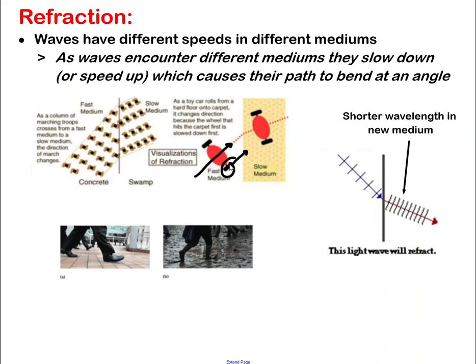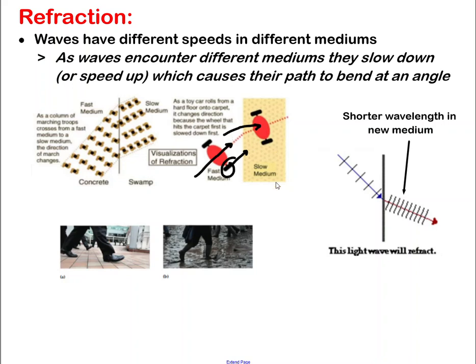So because this wheel slows down, but this wheel is still moving fast, the whole object is going to start to bend, right? This wheel continues to go fast and it causes it to bend. So that is the bending due to change in speed. When it hits on an angle, it's not directly.